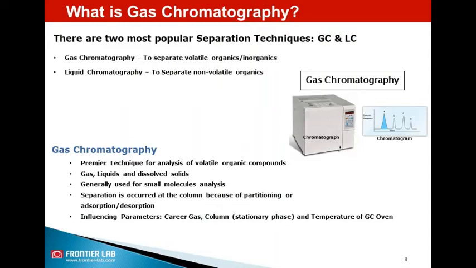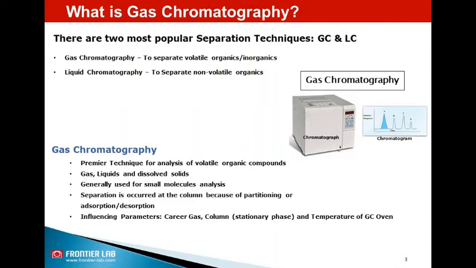Then the output data we obtain from the instrument is called chromatogram. Gas chromatography is a premier technique used for the analysis of volatile organic compounds. You can introduce gas or liquid or even solid sample into a gas chromatography system. Generally, it is used for small molecule analysis.